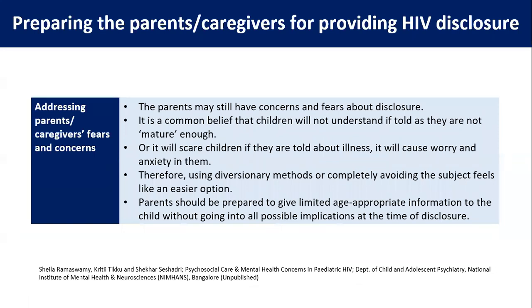So, addressing the parents' and caregivers' fears and concerns. The parent may still have concerns and fears about the disclosure. It is a common belief that children will not understand if told, as they are not mature. Every parent thinks that my child is not mature enough. But after 12 years, depending on the maturity, we can always encourage the parents that this is now the right time to disclose the disease to your child, so that the child can also be prepared mentally to face the disease.